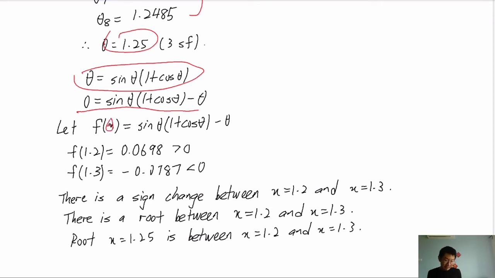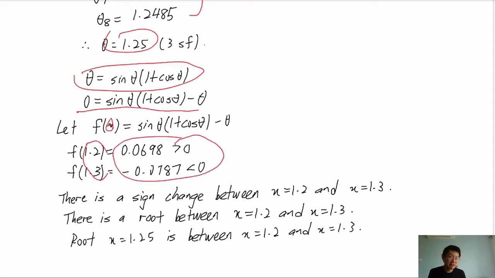So from the f(theta), what we do is we substitute two values, because we have found this root is 1.25. So this root is correct only if this root is in between two values for theta. In this case, we try to use 1.2 and 1.3 and show that for these two values of theta, f(theta) gives us a different sign.